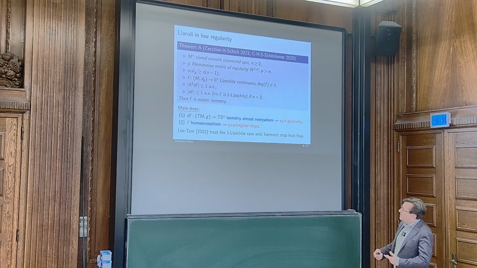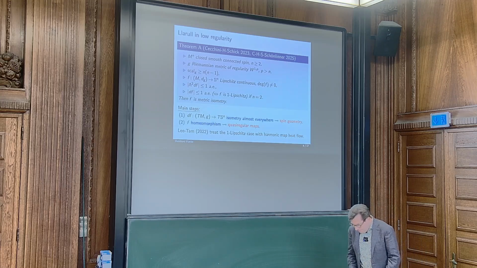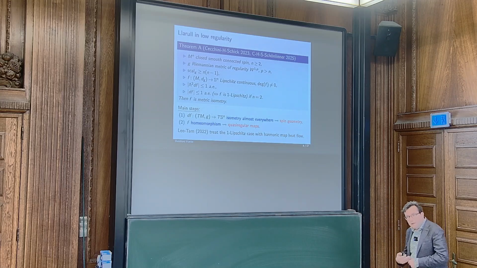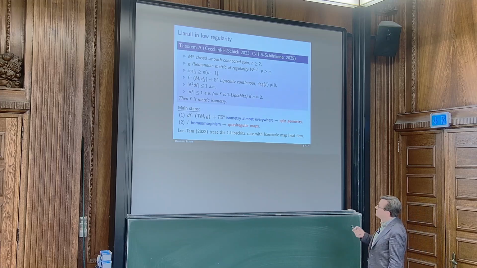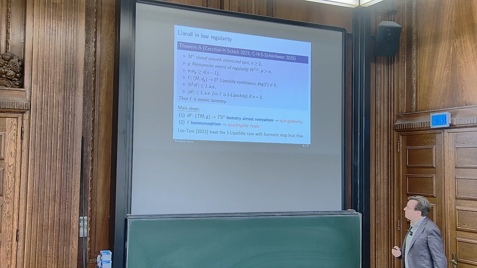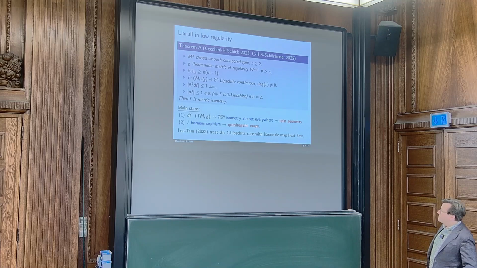And in some way, this maybe isolates a little bit more than the original formulation of the Llarull theorem, the metric content of the theorem here. So we have a Lipschitz continuous comparison map, and we have a low regularity metric. So what are the main steps in order to prove such a result?